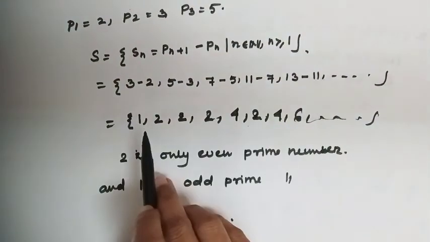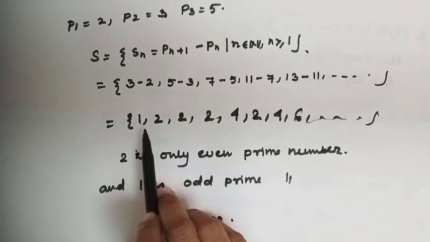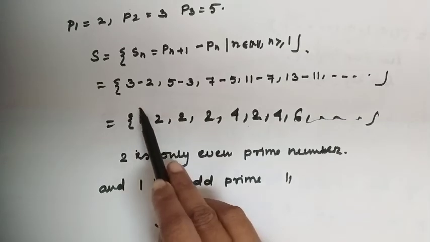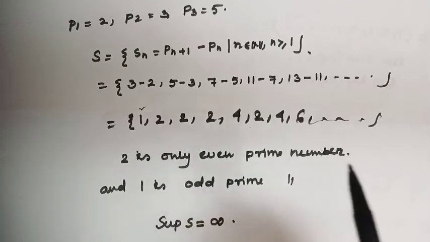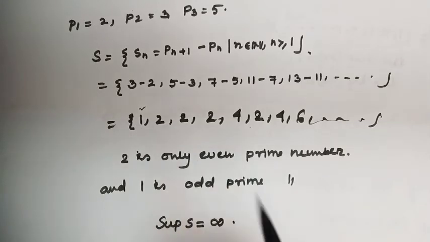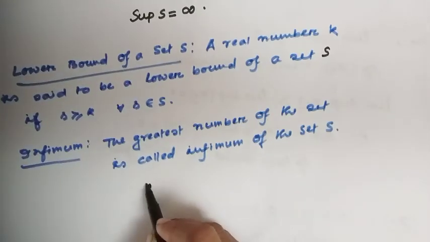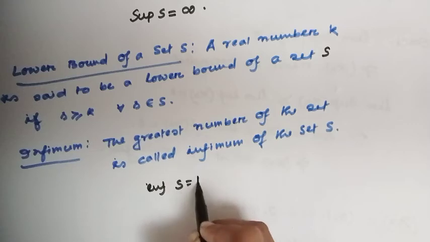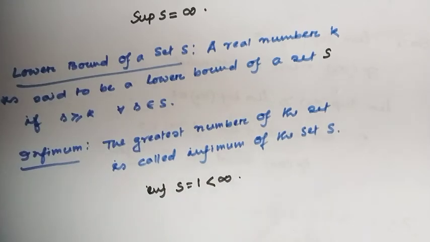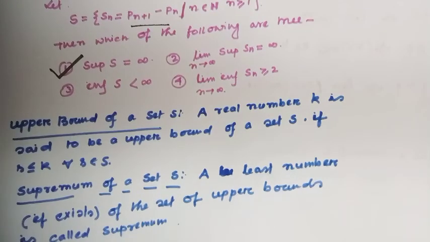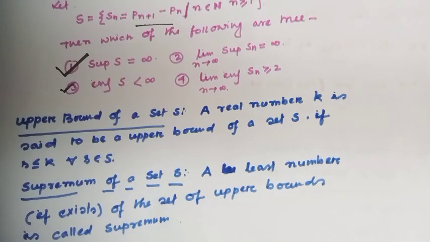Now notice the set. It is very easy. 1 is the infimum because 1 is the greatest number of the lower bounds of the set capital S. So, infimum of S equal to 1, which is strictly less than infinity. So, option 3 is the right option. Alright.